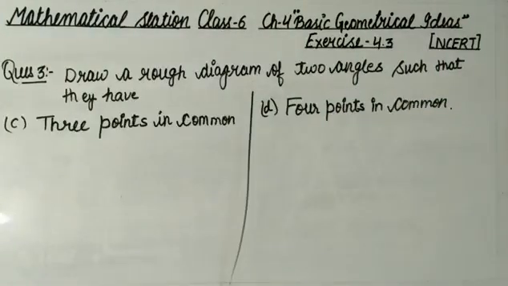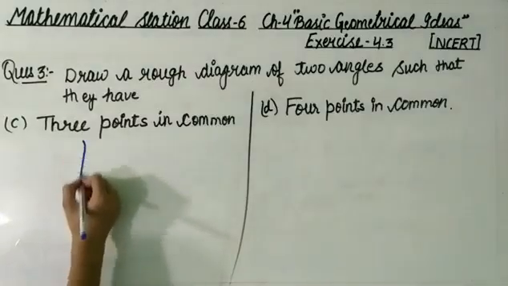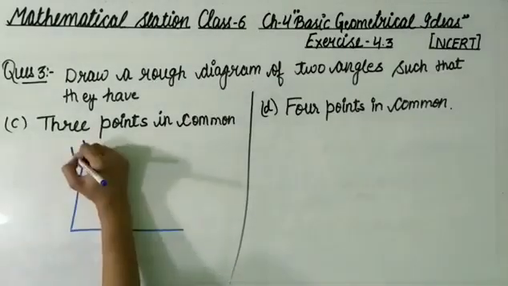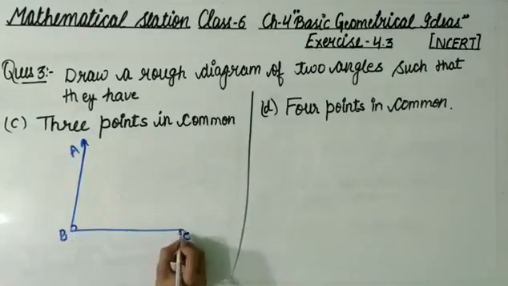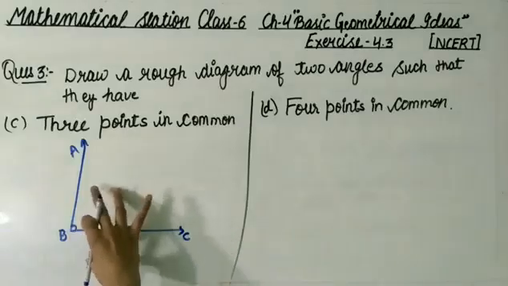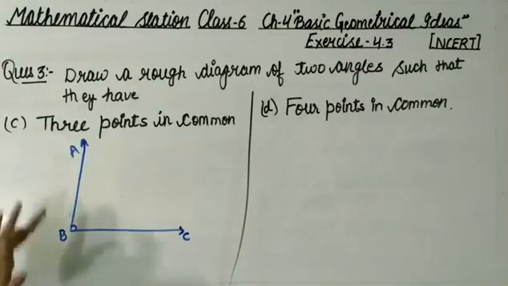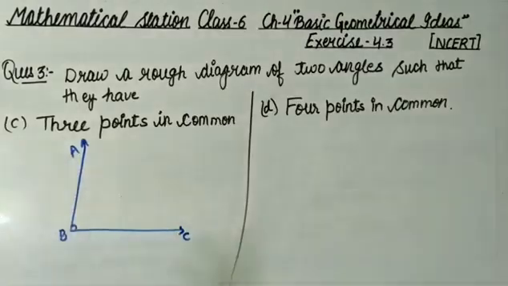Now third is 3 points in common. Now here we have to draw two angles having 3 points common. For this our first angle is angle ABC. And we will draw our next angle like that. It is intersecting angle ABC at 3 points.